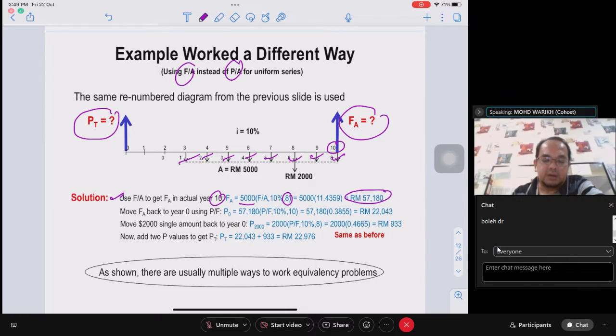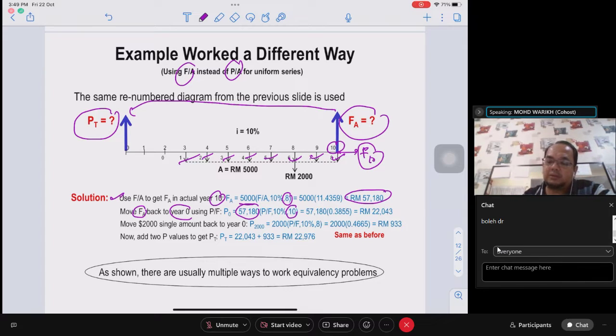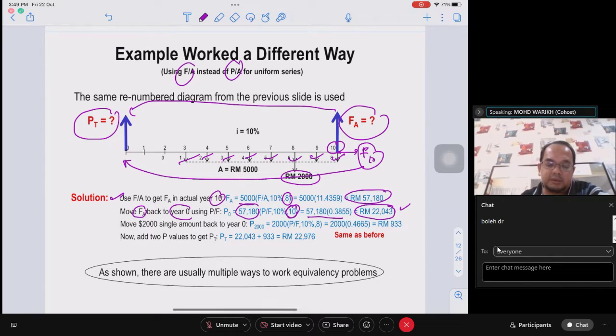Okay, and then you move back the FA to year 0. So you use the PF. Okay, you get this number. Make sure that the n is 10, because it's the FA at 10, F10 tadi. Okay, and then we have to shift it to the PO. It's 10, and then just multiply it, you will get this number. Okay, and then move the single 2,000 ringgit. Just a simple one. Use the present worth, you will get this one. Same as before. Last one for the PT, you just add the total numbers. Okay, so you get the same answer.